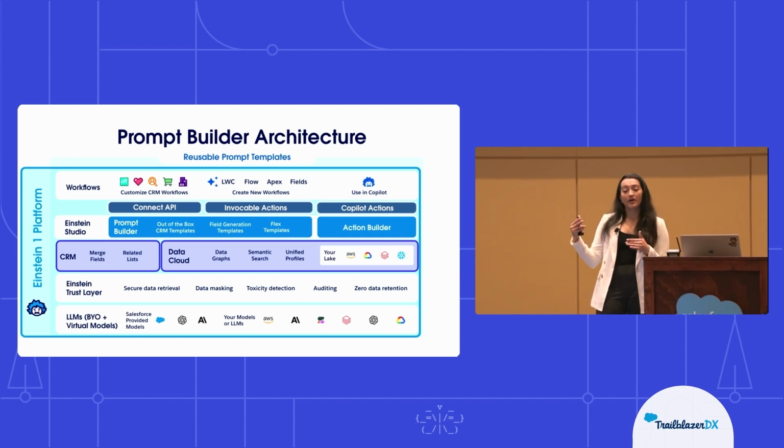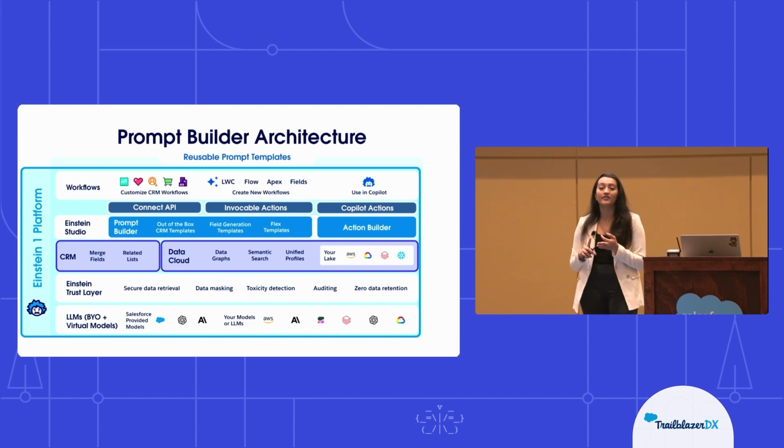Then a step above that is the Einstein Trust Layer. How do we make sure that we have a layer in between your data and the models to make sure that all this data goes through securely, whether it's retrieving the data securely, masking the data properly, or even detecting any toxicity in the outputs. Then comes your actual data. Whether you want to bring in data from your CRM, whether you want to bring in data from Data Cloud, you have all that flexibility.